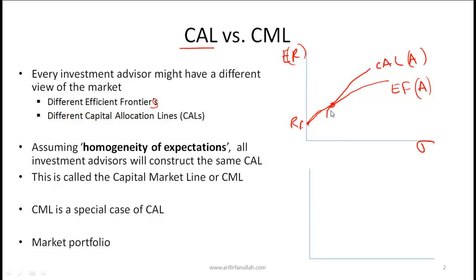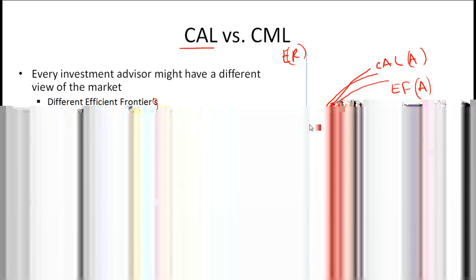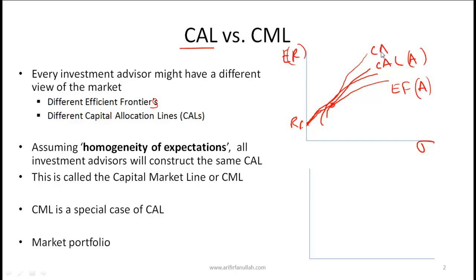Now a different investment advisor might have a slightly different efficient frontier. So he might have an efficient frontier that looks like this. So he will then have a slightly different CAL. So his CAL will now potentially look something like that. So this is the CAL for advisor B, and so on. So essentially we can have different capital allocation lines for different investment advisors. So that covers this point.